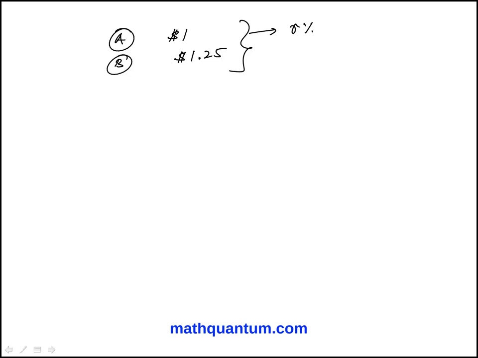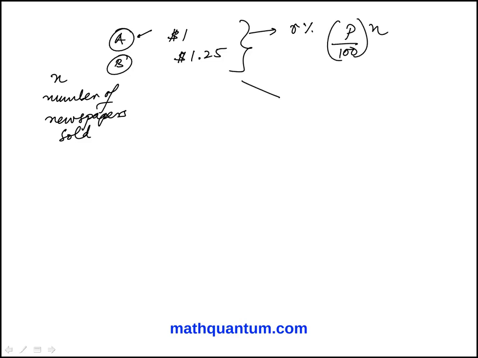So if the total number of newspapers sold, let's say that's N, then we're told that P% were copies of A. So that means the actual number would be P% (P over 100) times N, which means for B it would be N times 1 minus P over 100. So I'm skipping a step here. Essentially it would be N minus that. If you factor in N, you would get this expression.